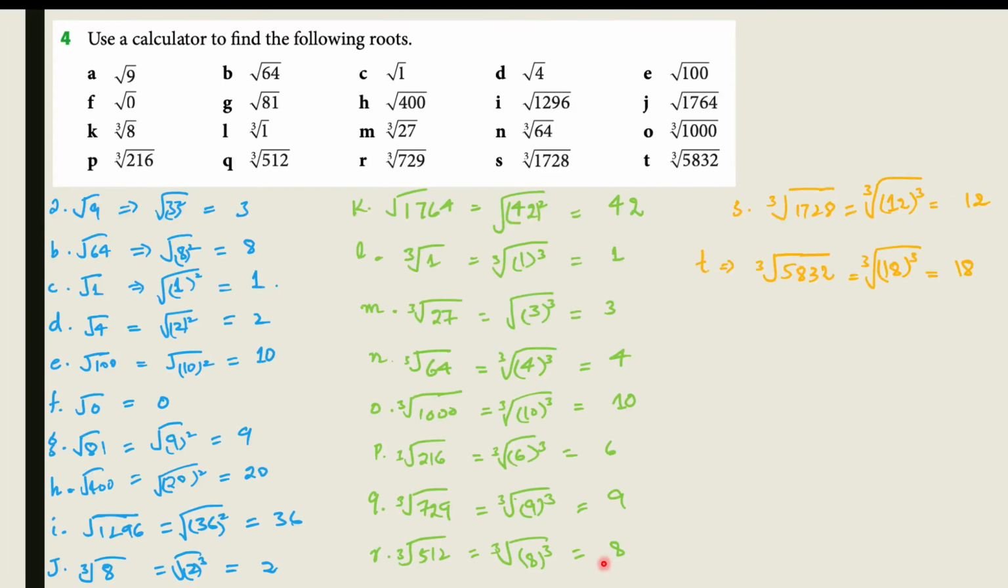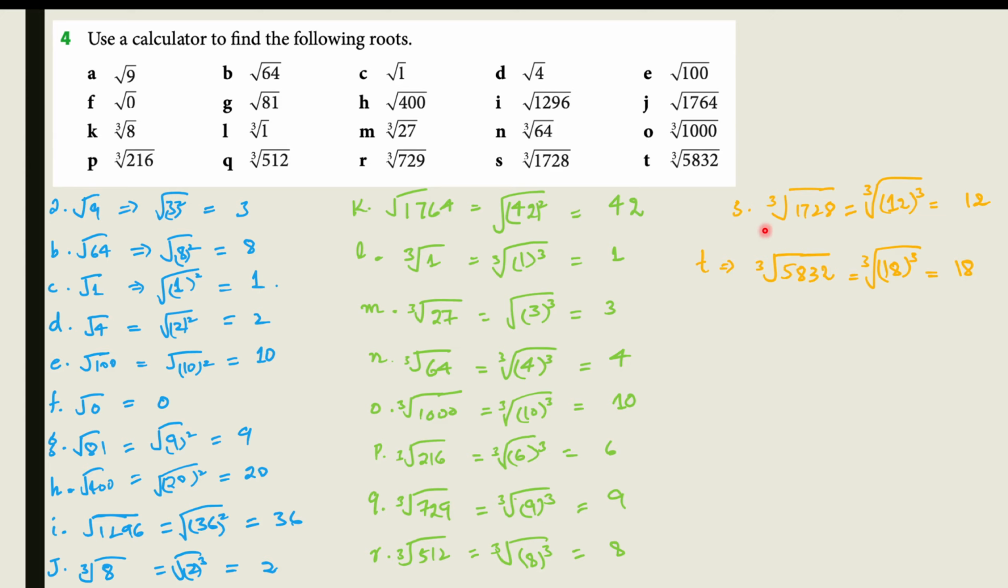Let me remind you again that when we are taking the cube root, in the calculator we have a symbol of cube root, so we have to press that and then enter the number that we have, and then press the equal sign, and we will get the number of which we have taken the cube root.